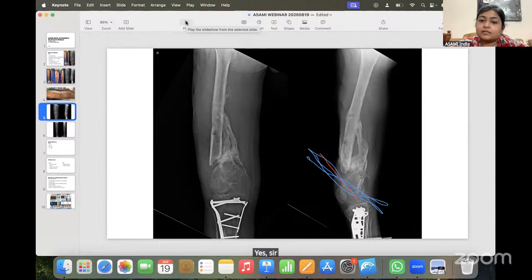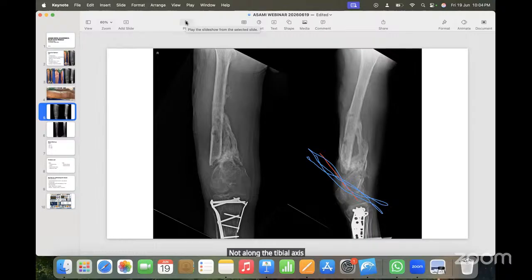And not along the tibial axis. Yes, sir. All right, I think that answers the question. Yes, sir.